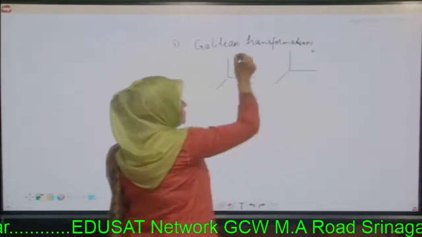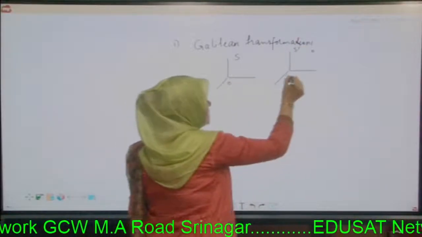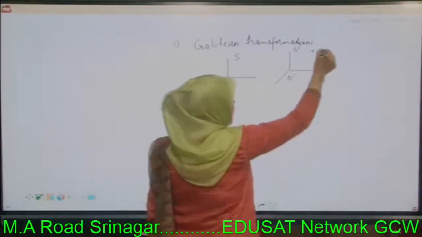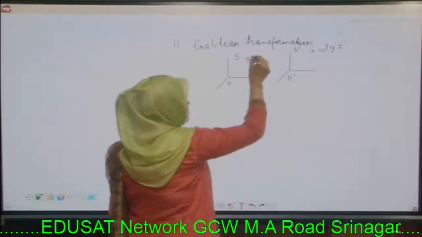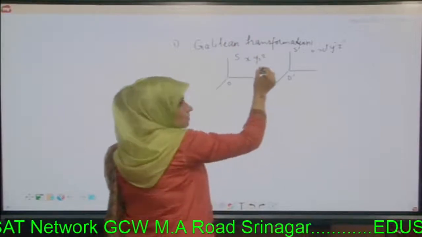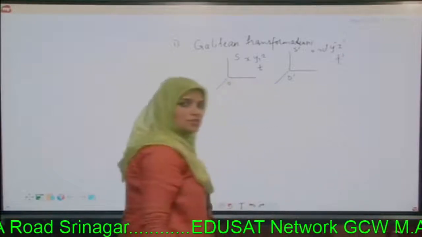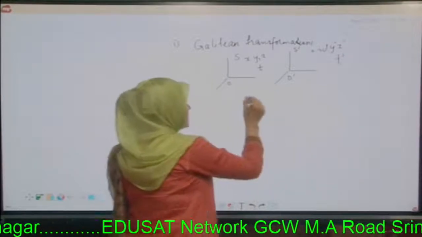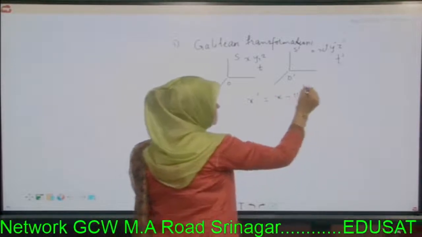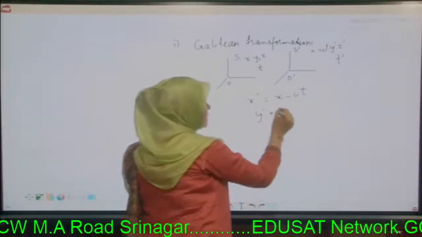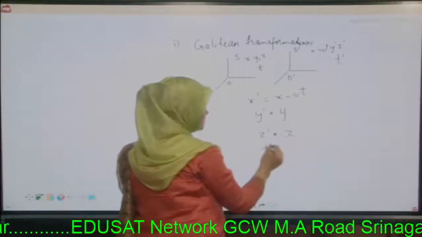So this inertial frame is S, this is S prime. The observer here is O, here it is O prime. The coordinates here are x dash, y dash, z dash. Here they are x, y and z. The time here will be denoted by t and here it will be denoted by t dash. The simplest equations that we know of are x dash is equal to x minus vt, y dash is equal to y, z dash is equal to z and t dash is equal to t. That's it.